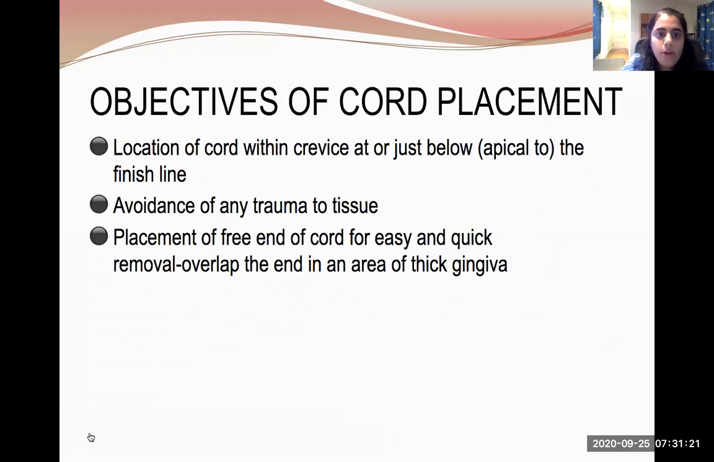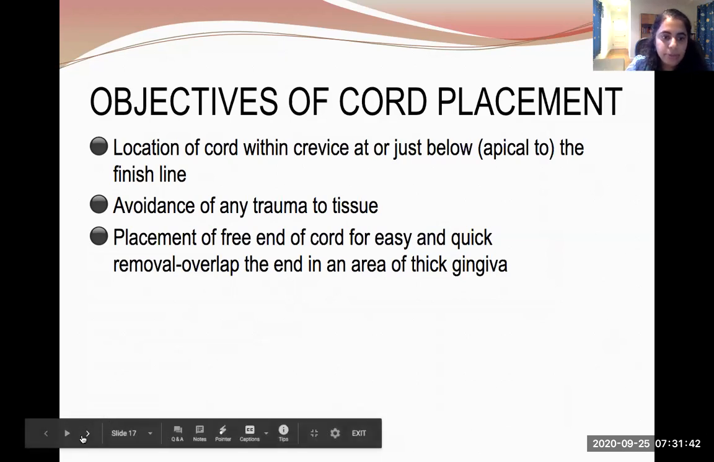Avoidance of any trauma to the tissue. Placement of the free end of cord for easy and quick removal, and overlap the end in the area of thick gingiva. So we have to be able to place the cord in an area where it's easy to remove. I typically place it on the mesial surface of the crown prep.